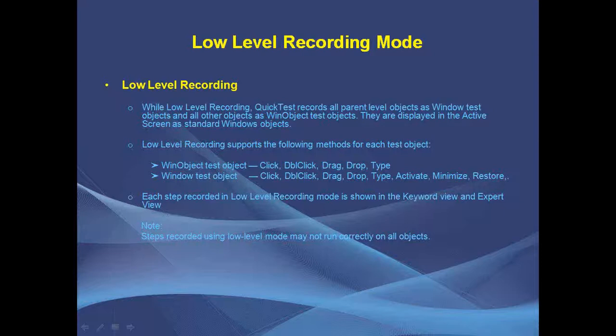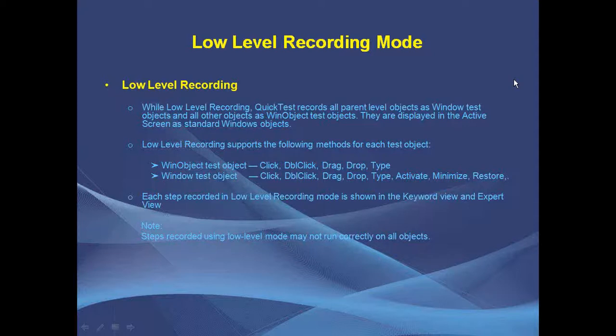on all objects. Here we are identifying any object based on x and y coordinates. If any object location changes, or if it is misplaced, or if you are using some other monitor, suppose you have recorded the script in a low resolution monitor, and you try to execute the same script in a high resolution monitor, these low level recording mode scripts may not run properly. So we have to be very careful while creating the scripts and while executing low level recording mode scripts. Now I'm going to show a small example on a Gmail page.